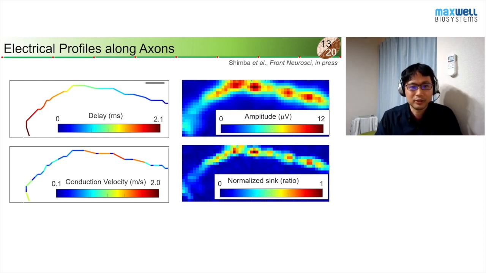The axon was approximately 2 millimeters long, and action potentials propagate from the right side to the left. In the lower left figure, we can observe high-speed segments with red or orange color alternate with low-speed short segments with blue color. In addition, larger amplitude and sink were observed at the low-speed segments. When saltatory conduction occurs, large sinks are expected to occur in the nodes of Ranvier between myelin sheaths, which is consistent with this result.